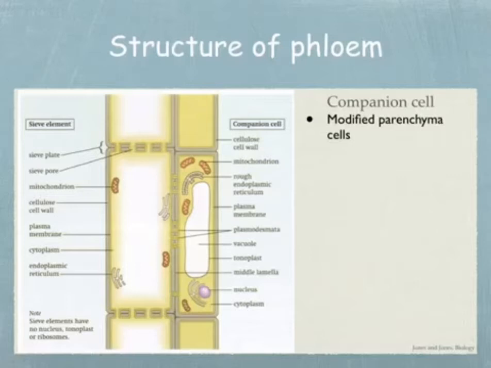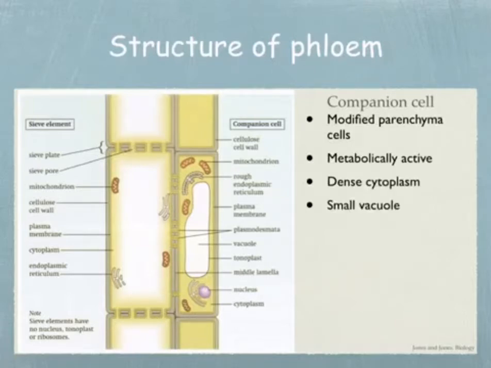Now, the companion cells are metabolically active because they've got these different organelles. So they've got a dense cytoplasm and a small vacuole, and they've got many organelles that assist with the metabolic activities. They've also got plasmodesmata, as you can see, between the two cells that link the two types of cells. Now these two cells, the companion cell and the sieve element, are so closely related that if one dies, the other cell dies.